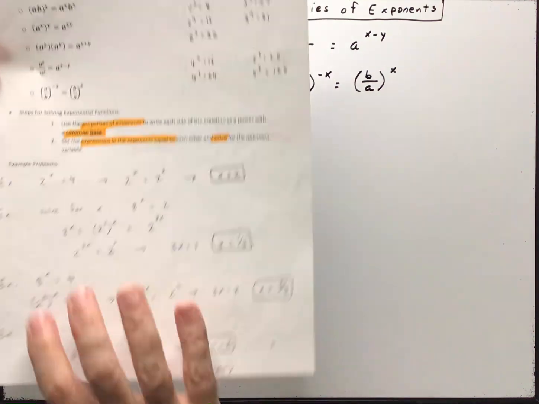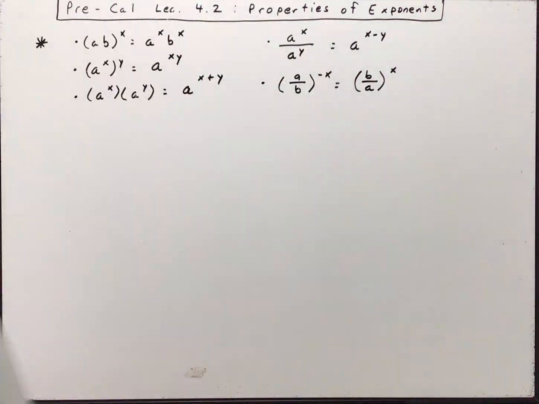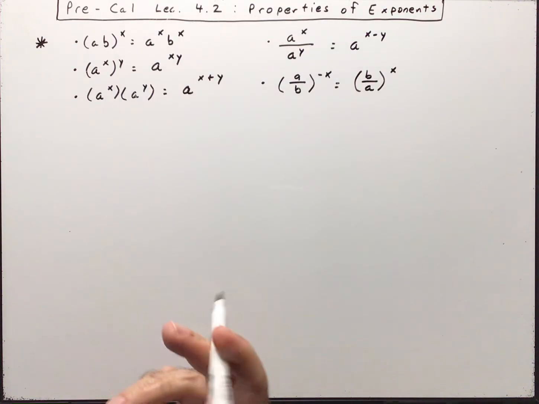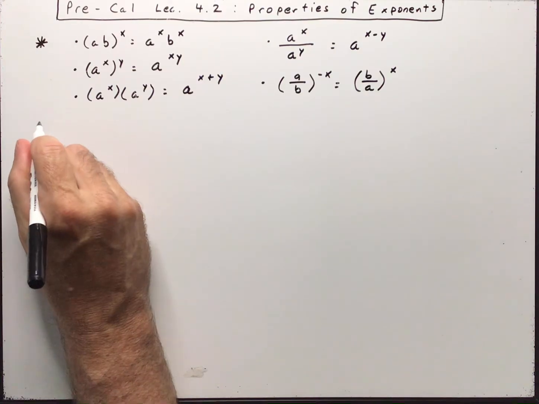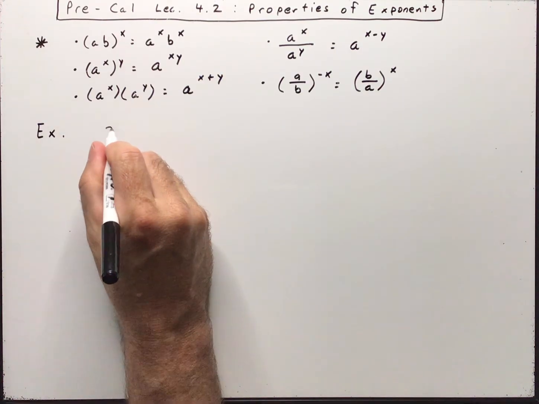Okay, so I'm going to do a lot of examples, probably too many to fit just on the front of the page, so feel free to flip over to the back and take notes there. For the rest of this lecture 4.2, it's all just example problems. Our first example is we want to solve for x on all of these.